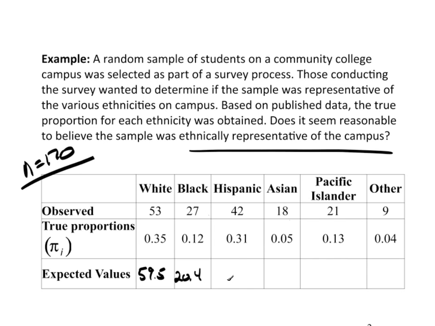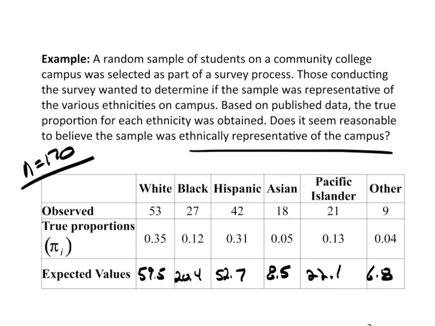And if I keep doing this, the Hispanics would be 52.7. This would give me 8.5, 22.1, and 6.8. This is how many we expect to see. And obviously, you're not going to see 0.5 or 0.4 of a person. But based on these probabilities, in the long term, this is the number that you expect to see.